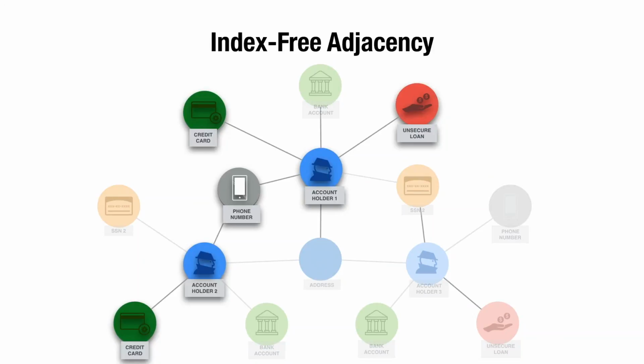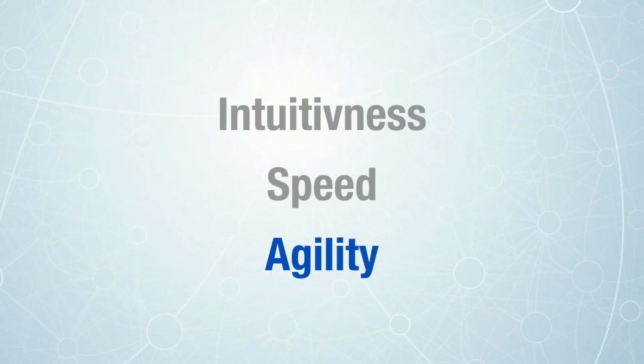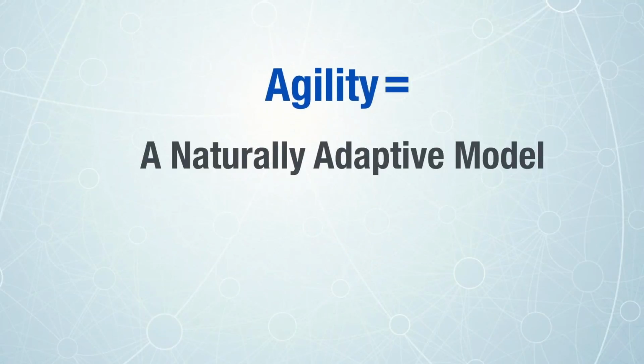Whereas if you were doing this in a relational database, and you had all of these things properly normalized in separate tables, you'd be doing like 5 different index lookups instead of just the one, which is much more expensive. So agility, it's a naturally adaptive model.